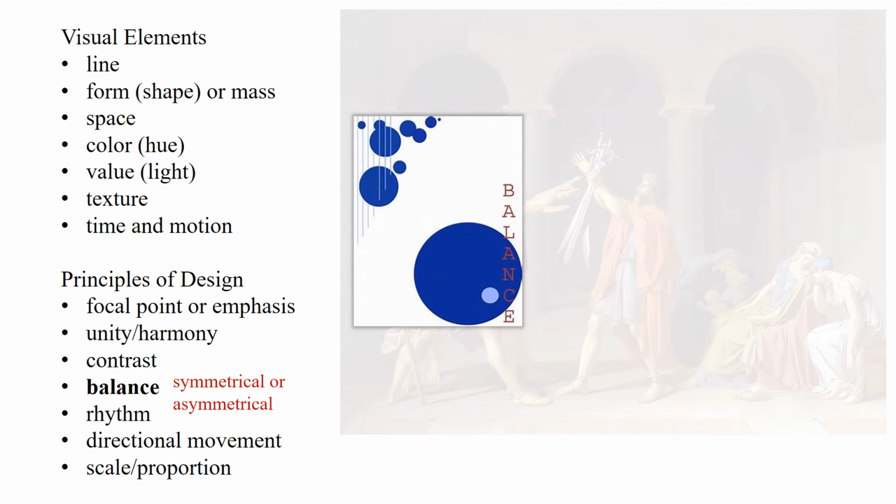In this design, you can see that one large circle on the lower right has a similar mass to the various smaller circles of varying size on the upper left. There is unity in the circular shape and color. There is contrast in the size and number of objects, but there is balance in visual weight.